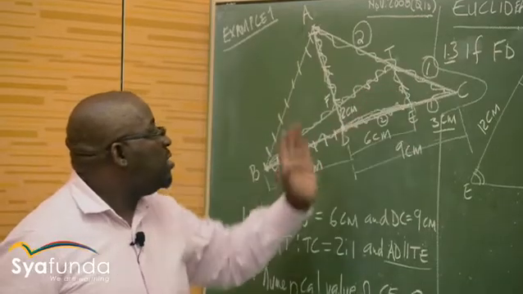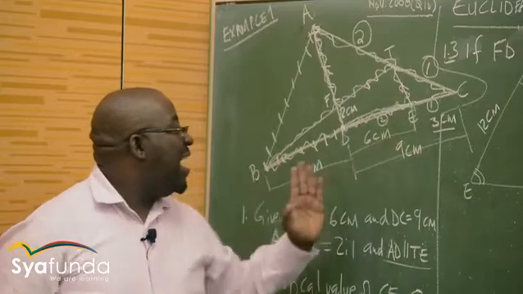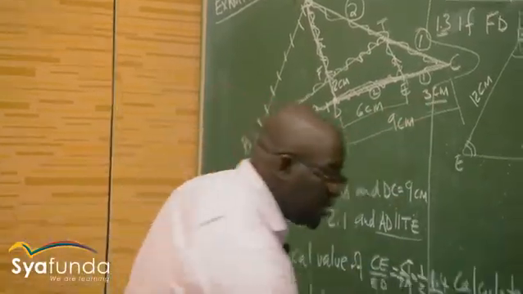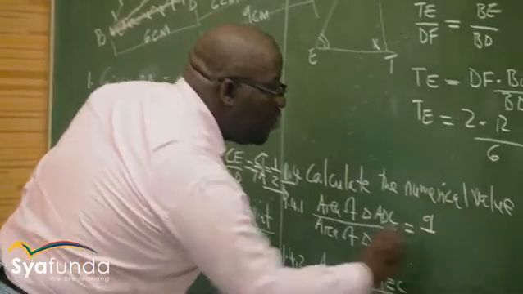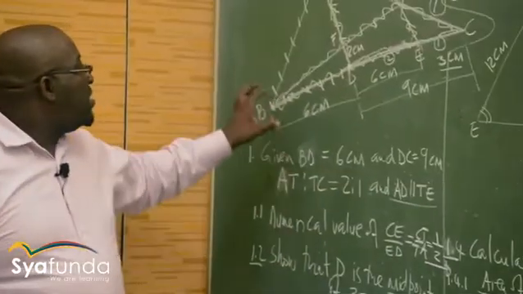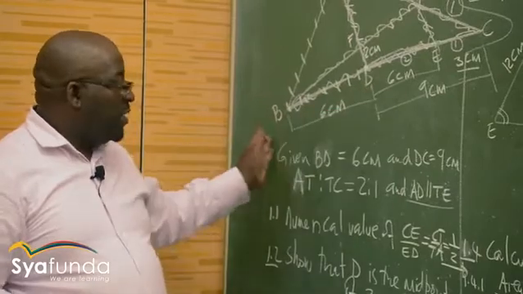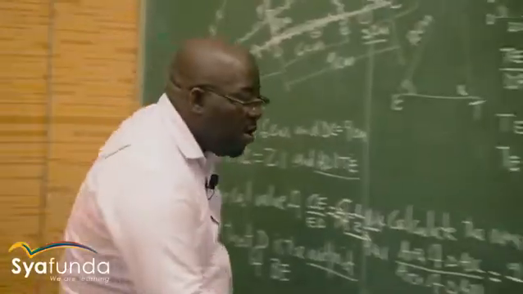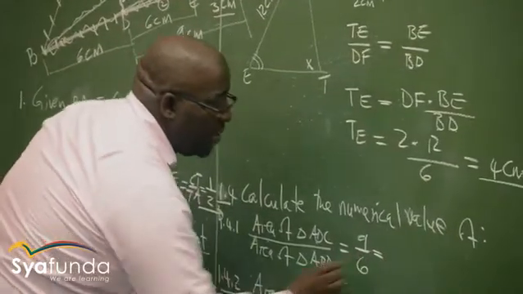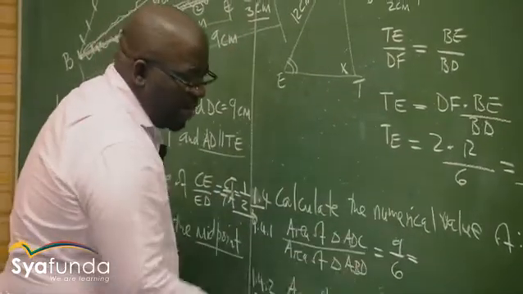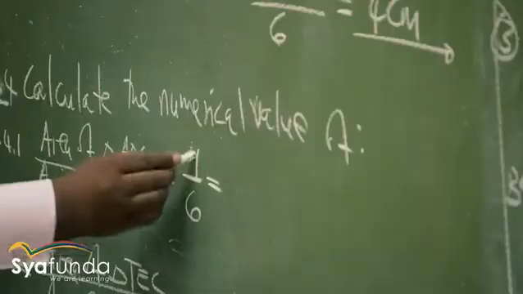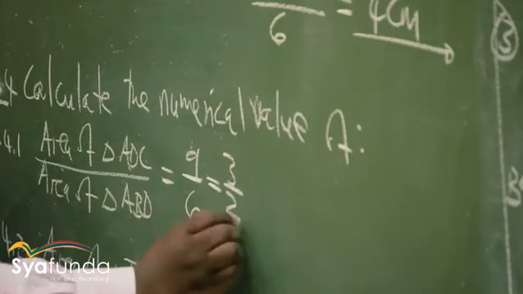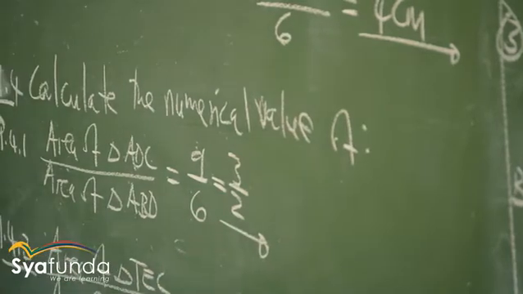What is this base? In other words, what is DC? Are we not given DC? Yes, we are. It is 9 centimeters. So this is equal to 9 over what? Over that, which is BD. We're also given BD as 6 centimeters. So 9 over 6, which will be equal to 3 over 2. 3 into 3 goes once, 3 into 9 goes 3 times, 3 into 6 goes 2 times. So this is the numerical value of that one.